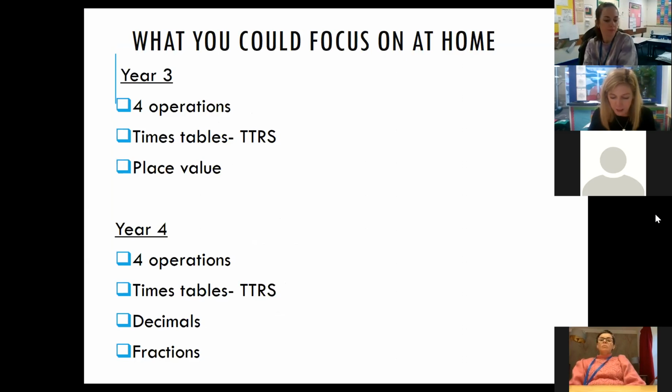So before we finish, we thought we'd just look at the things that you could possibly do at home to support your children. Now, I think the most important thing on there for me at the moment is times tables, because like I mentioned, anything you can do at home to support them will make life easier in class. And when they do get to year 4 in that times table check, it just makes them more confident in that area as well.